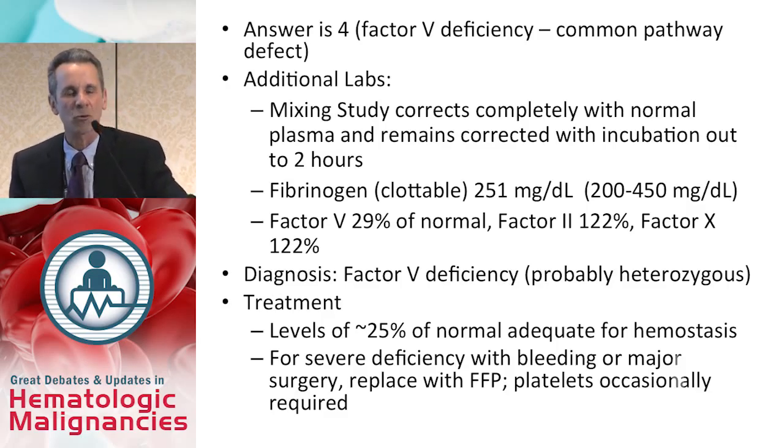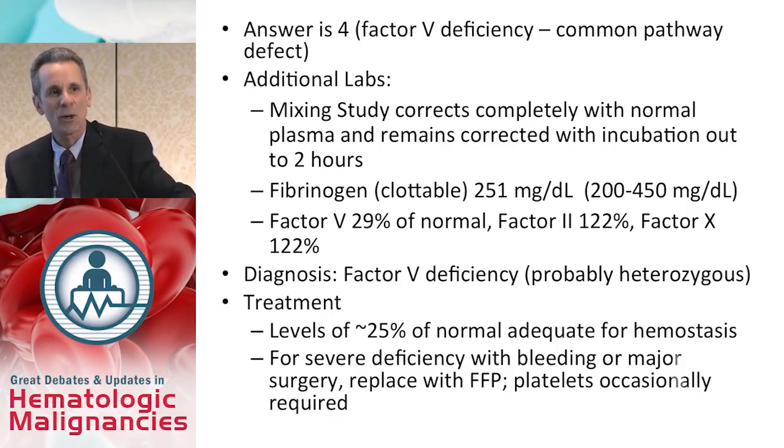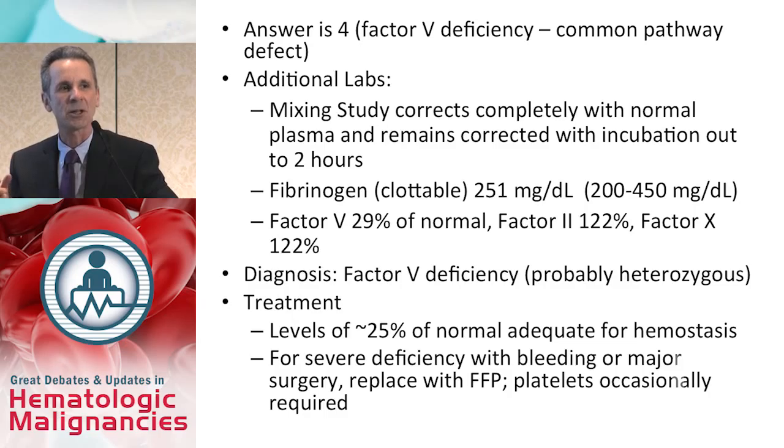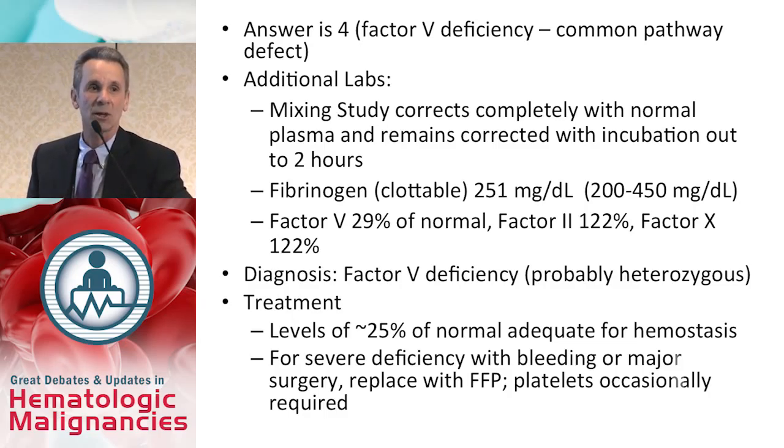But I'll come back to problems of doing mixing studies when your prolongation, particularly your PTT, is not at least about 5 seconds. There's not a big delta to correct off. So many labs, including our own, will not do mixing studies if the PTT is not 5 seconds above the upper limit of control. So you measure specific factors in the common pathway. Fibrinogen's normal, factor V is 29%, factor II is 122, and factor X is 122. So he has factor V deficiency, probably a heterozygote.